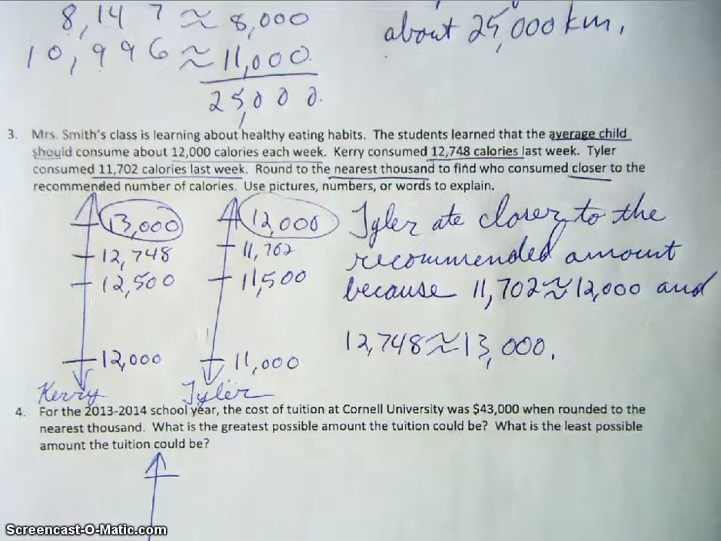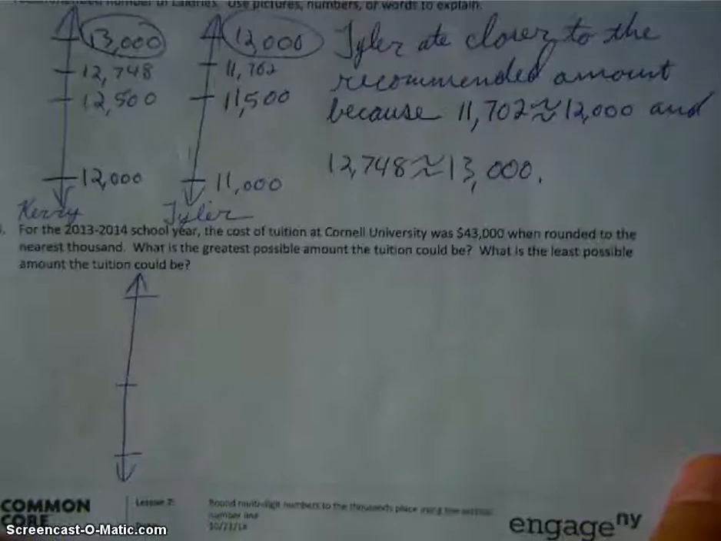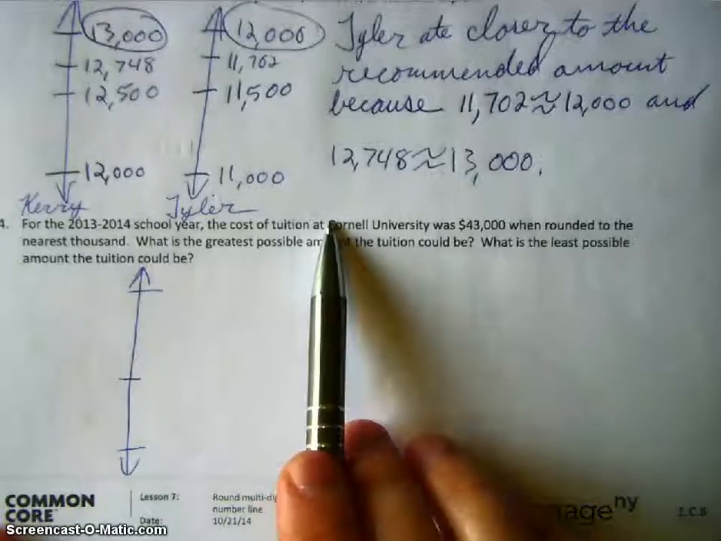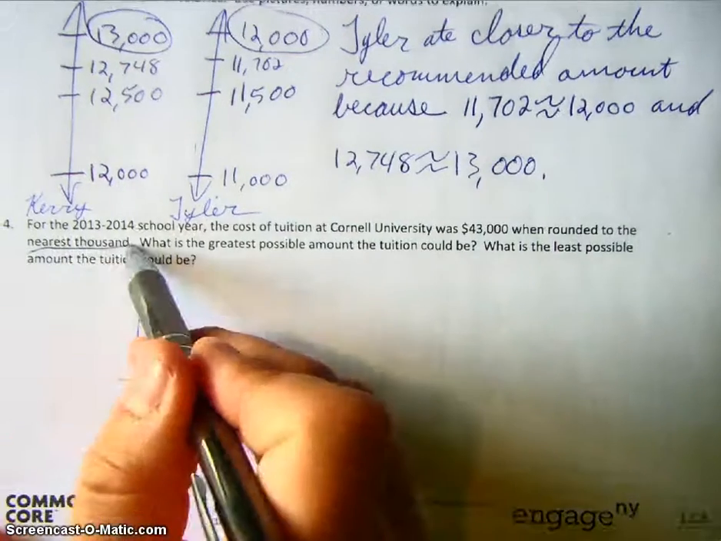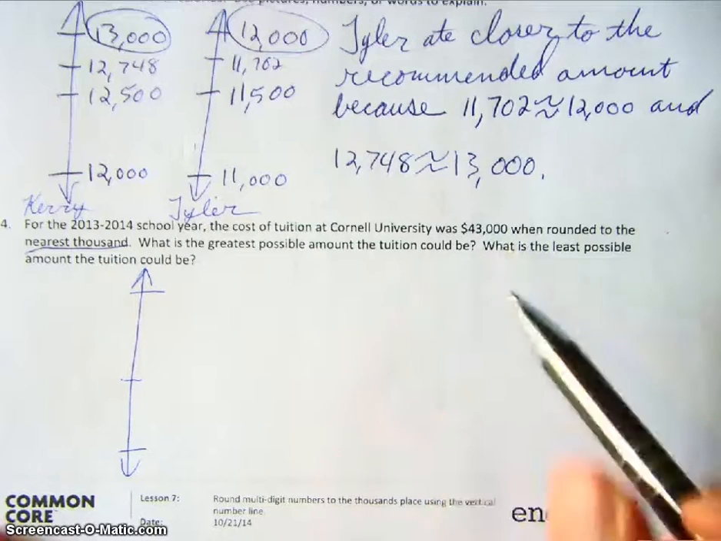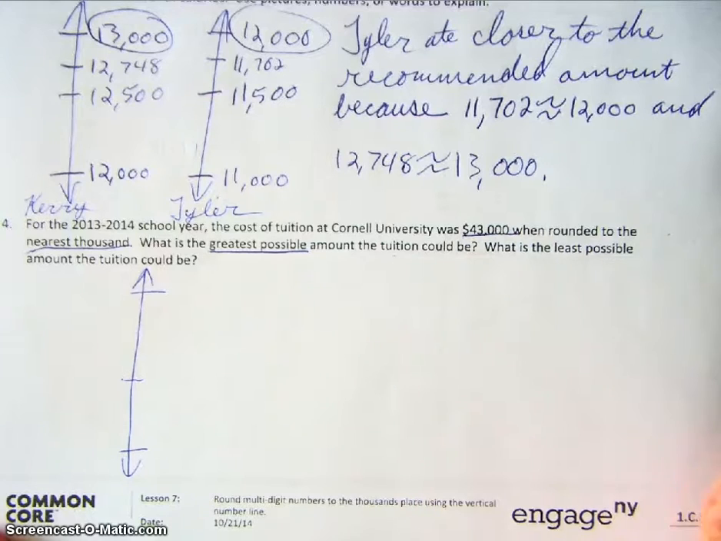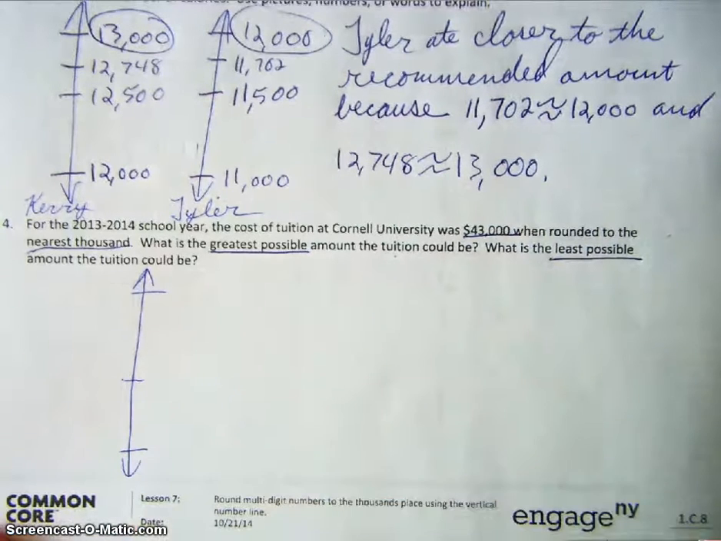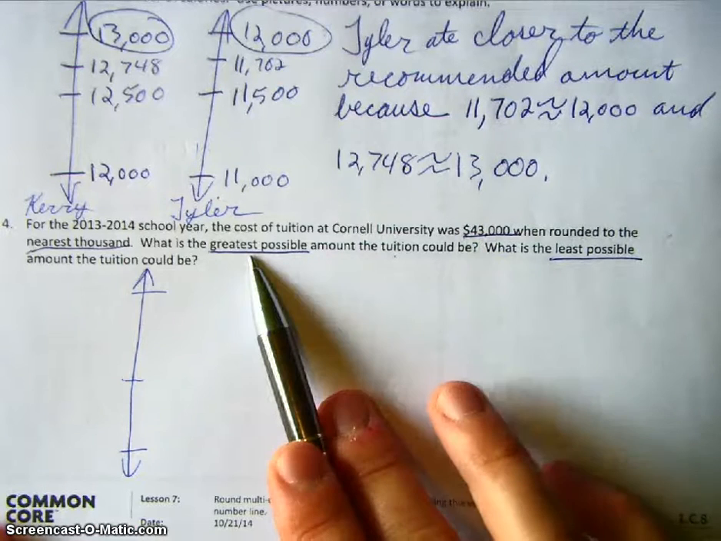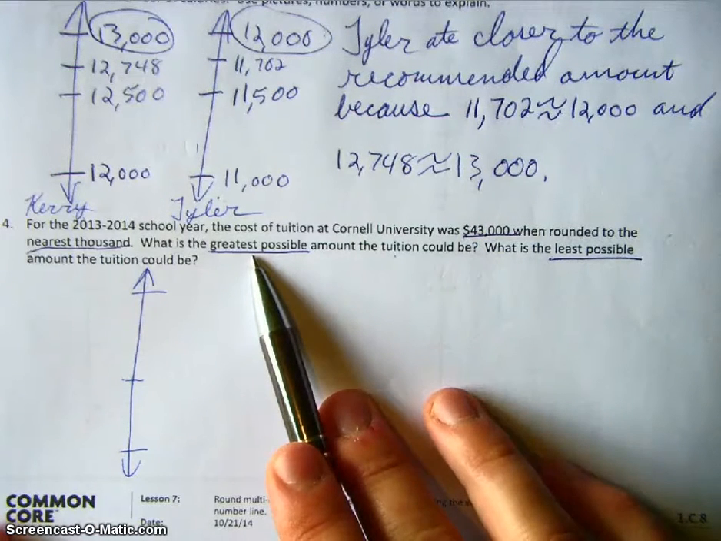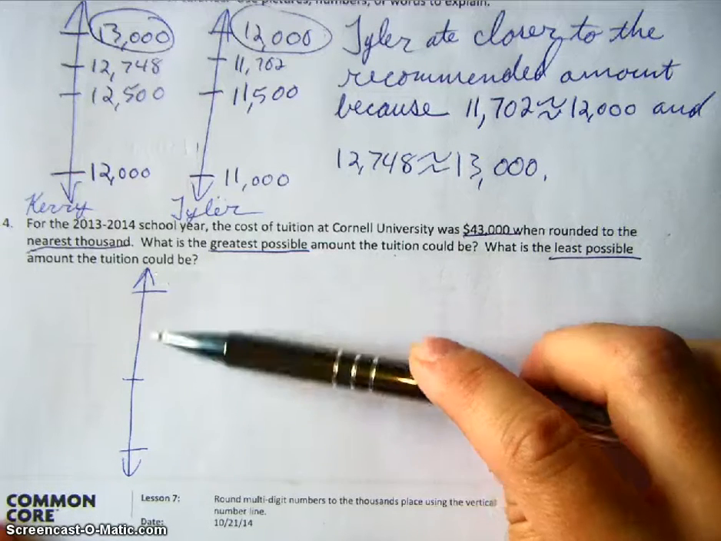Okay, so finally number 4 here. For the 2013-2014 school year, the cost of tuition at Cornell University was $43,000 when rounded to the nearest 1,000. Okay, so now this time they're giving us the rounded number. What is the greatest possible amount the tuition could be, and what is the least possible amount the tuition could be? So this time they're giving us the rounded number. We need to come up with the highest number that would round to 43,000 and the lowest number that would round to 43,000. So our number line this time is going to look a little bit different.